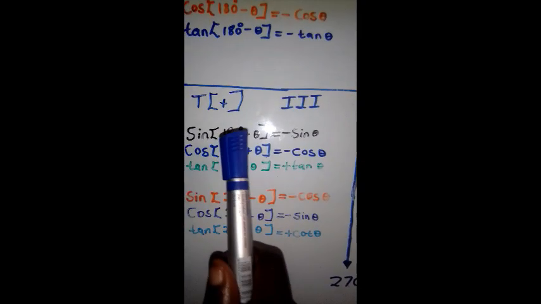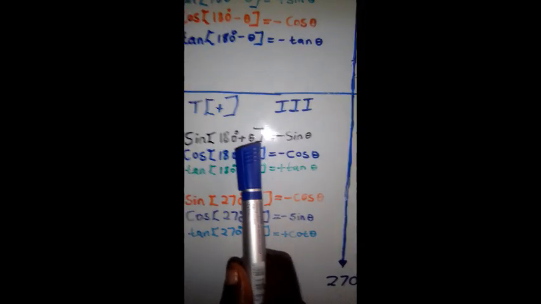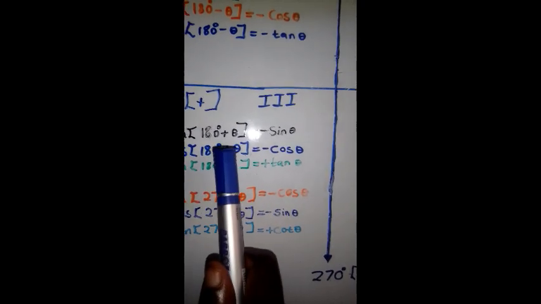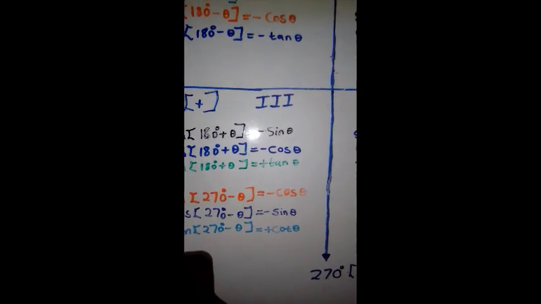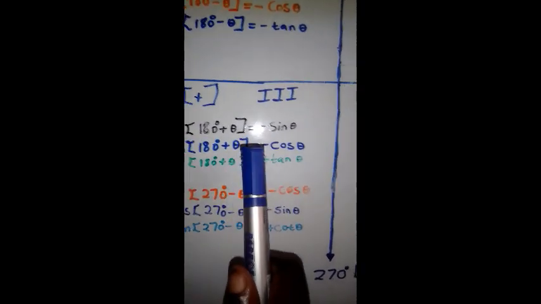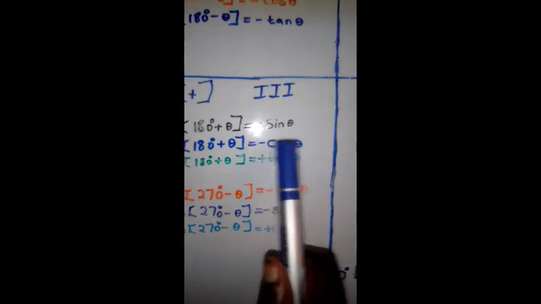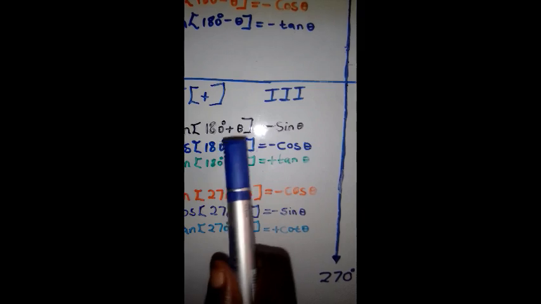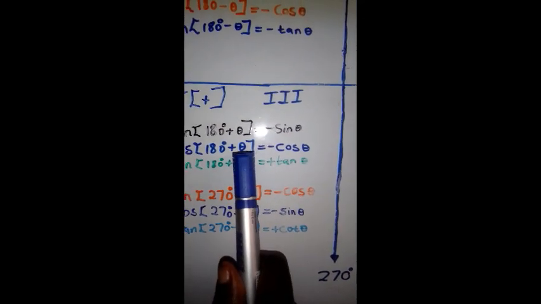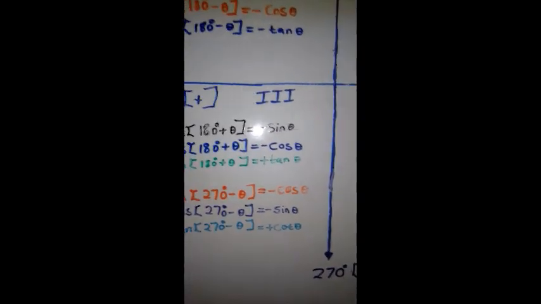Why? Because 180 means no change. So cos 180 degrees plus theta, cos is what? Cos is negative on the third quadrant, so it's going to be negative cos theta. Why? Because 180 plus theta means no change. 180 means no change, so the trig won't change.